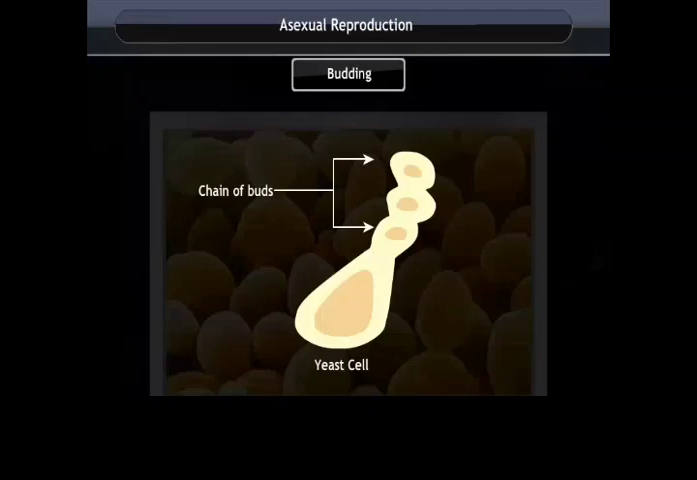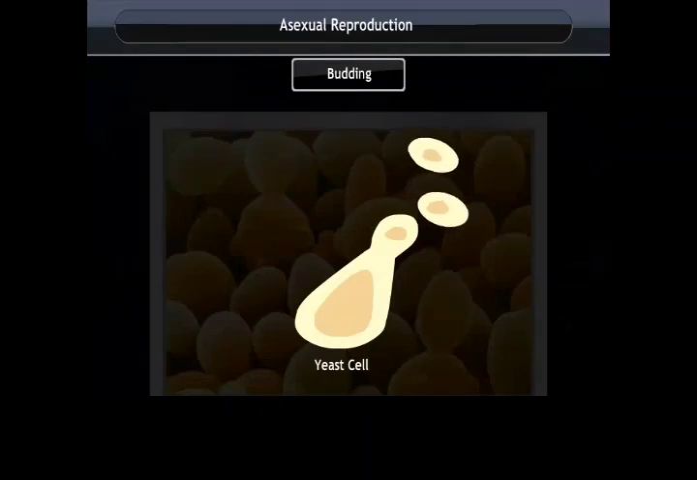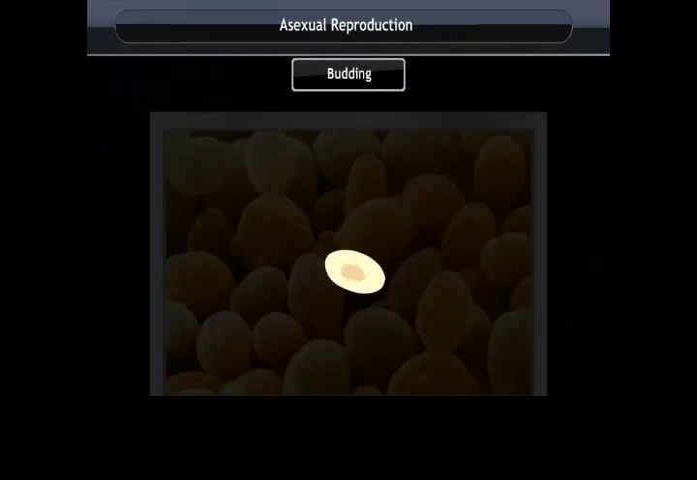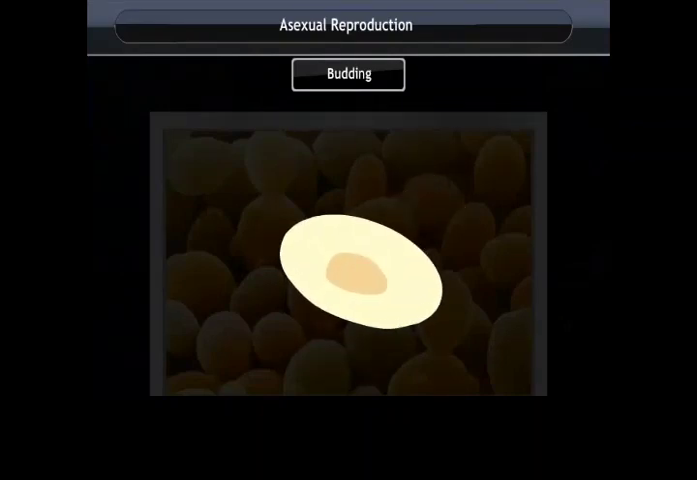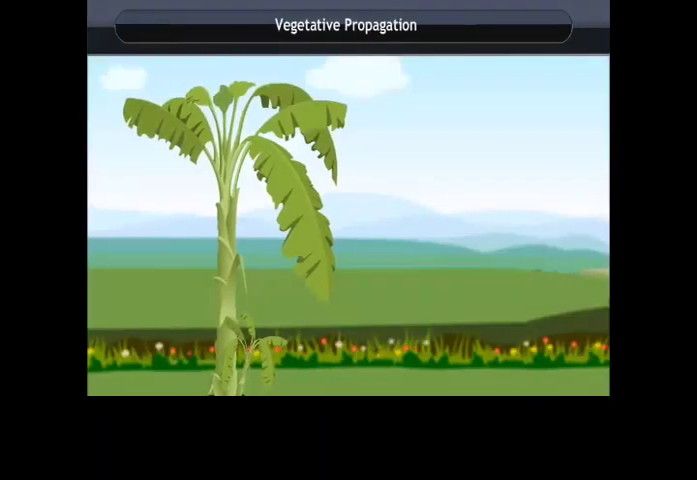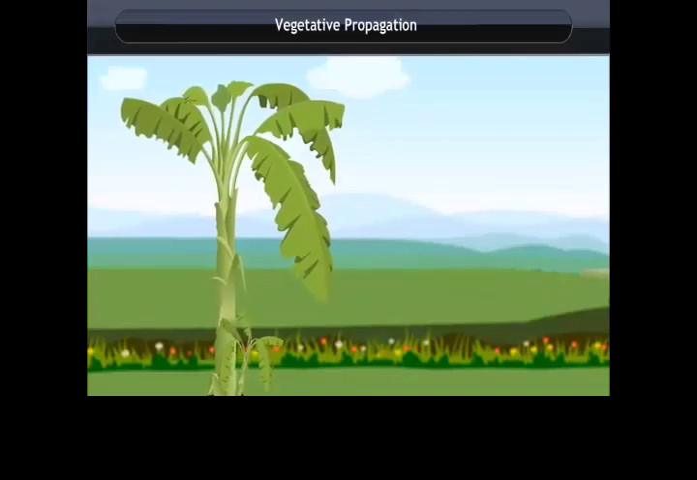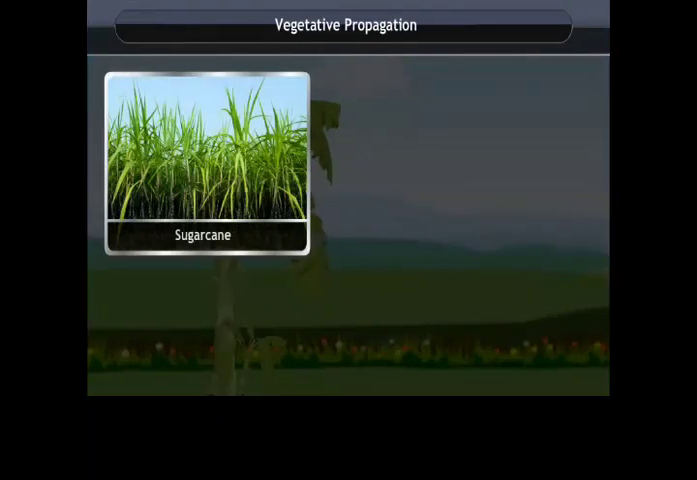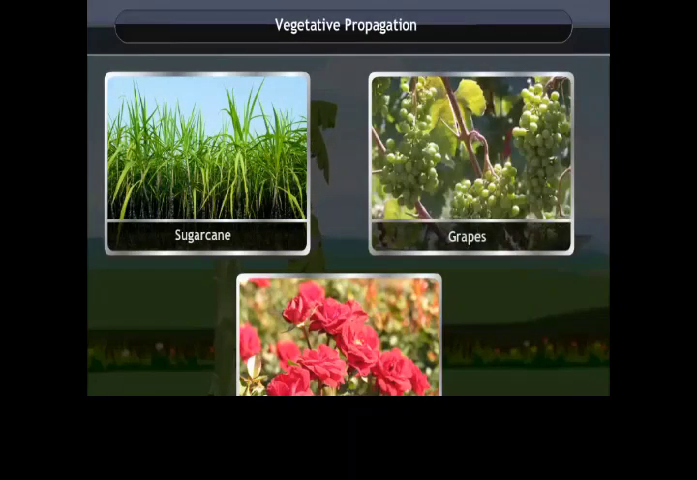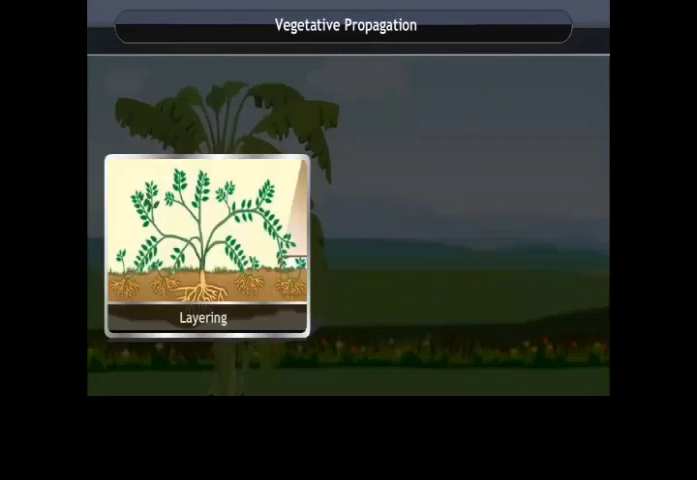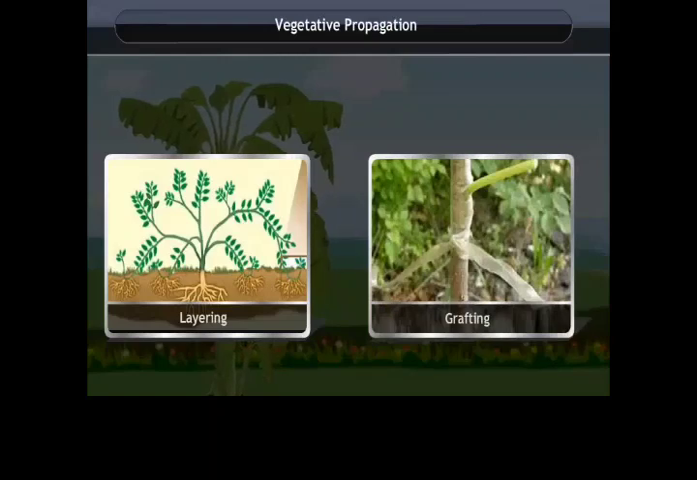Now, constriction will be formed between the bud and the parent cell. Finally, the bud will break off and form a daughter cell. Vegetative propagation. Vegetative propagation is used to grow many plants like sugarcane, roses and grapes for agricultural purposes. Layering or grafting is a type of vegetative propagation.